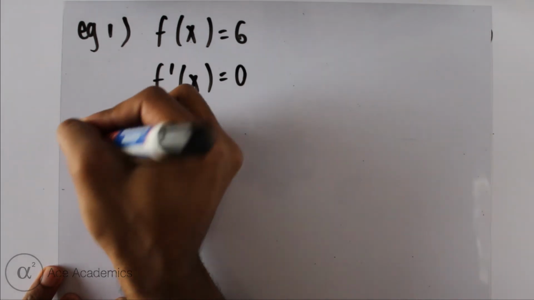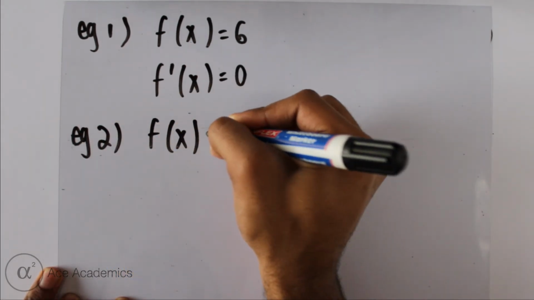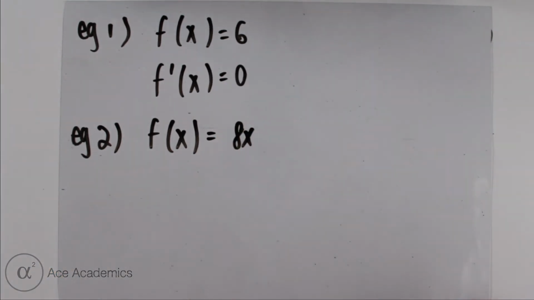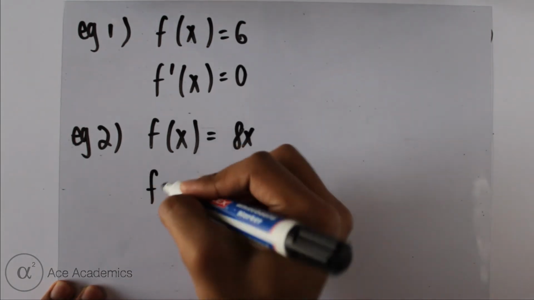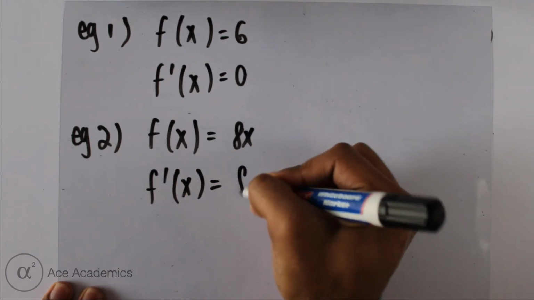All right, let's look at a second example. f of x equals 8x. Now, 8x is just x to the power 1. And if we look at our second rule of differentiation, the derivative of any function with x to the power 1 is everything except the x. So the derivative of 8x is just 8.